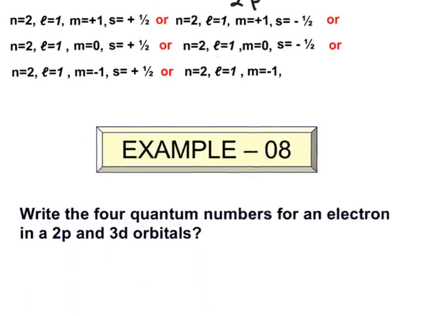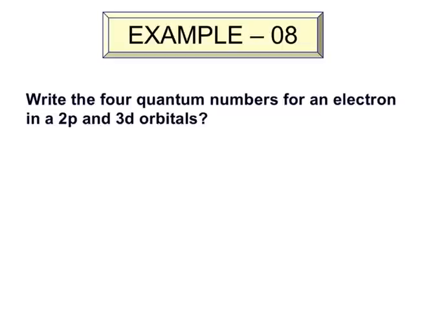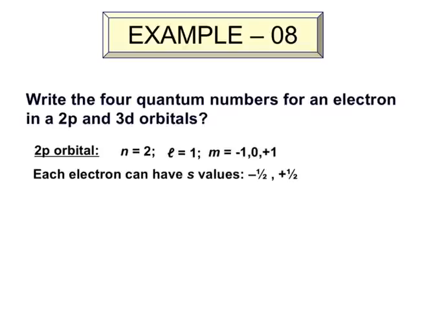I choose example 8 to continue our discussion. Write the four quantum numbers for an electron in 2p and 3d orbitals. Let's write the four quantum numbers for an electron in 2p orbitals first. The principal quantum number for 2p orbital is 2. Azimuthal quantum number is 1 because this is a p orbital. For azimuthal quantum number 1, the allowed magnetic quantum numbers are negative 1, 0 and positive 1. The electron spin quantum number is either negative half or positive half.